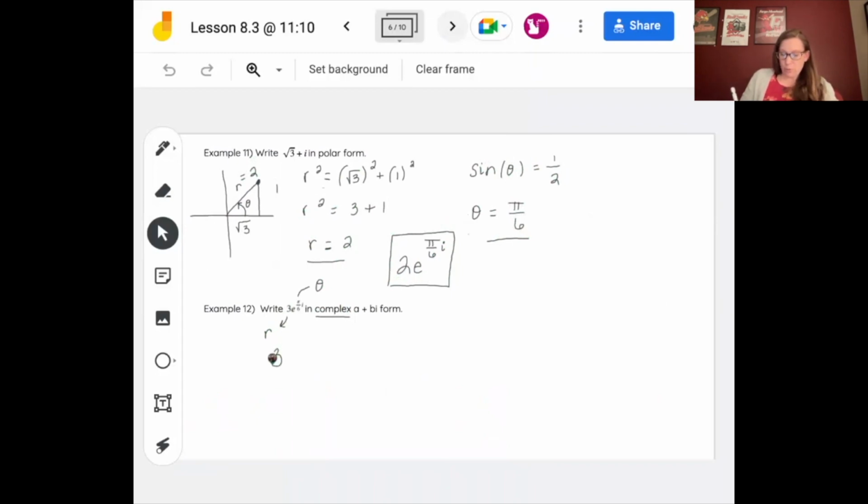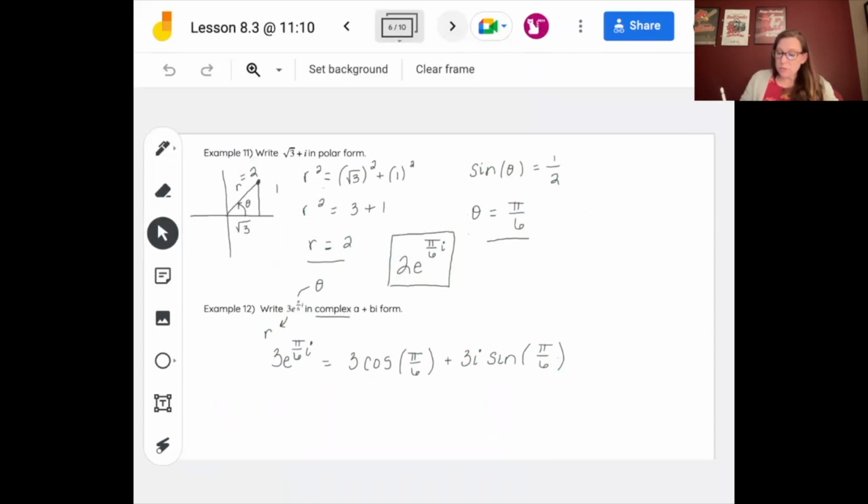Using Euler's formula, we can expand this as the radius times cosine of pi over 6 plus the radius i times sine of pi over 6. And if you are able to evaluate, we should reduce this down to a complex form of a plus bi.